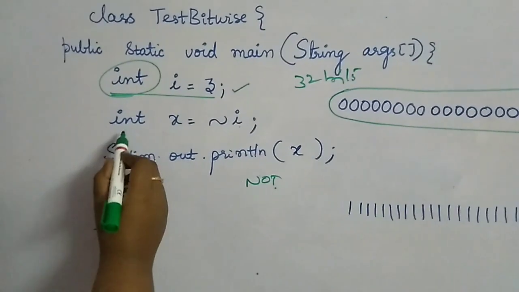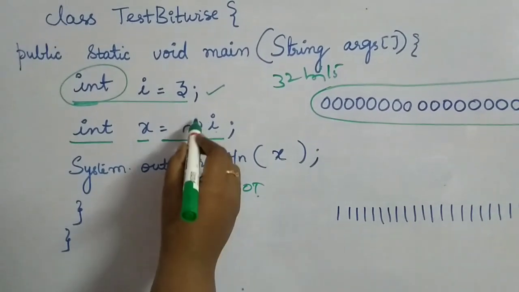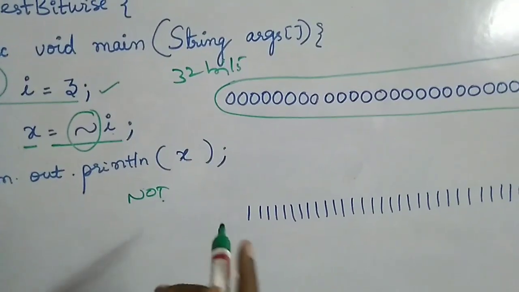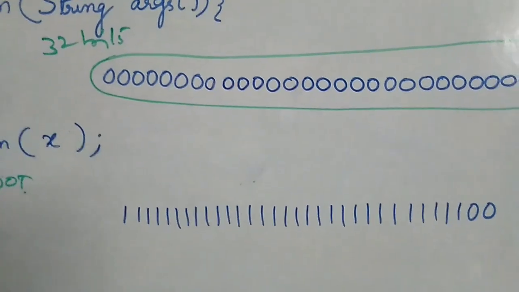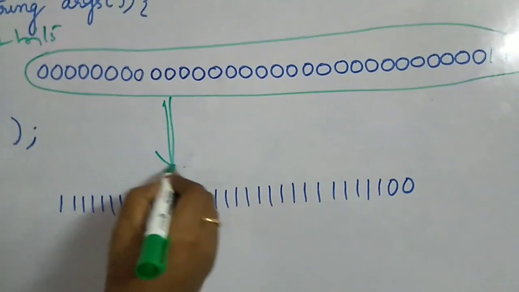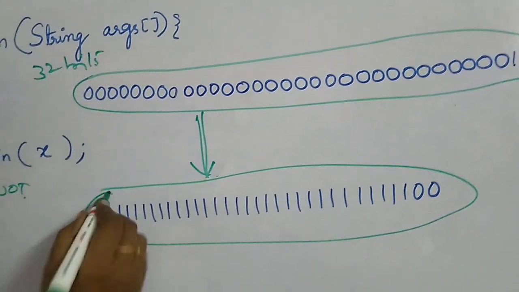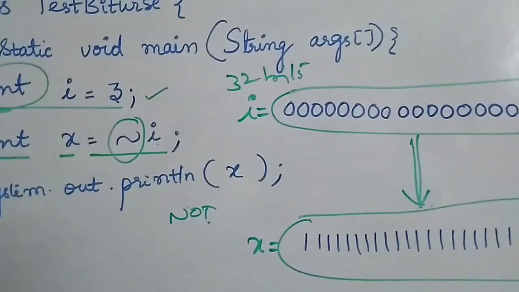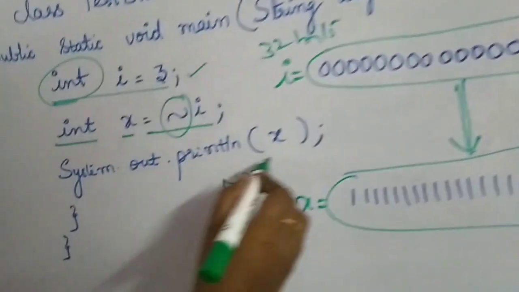Next I wrote int x equal to negation of i. What is this NOT operation? The NOT operation inverts all the bits, so zeros will become 1 and 1 will become 0. When we invert all the bits here, we get an answer something like this, and this is stored in x. So x is holding the negation of i. Now I am trying to print x.